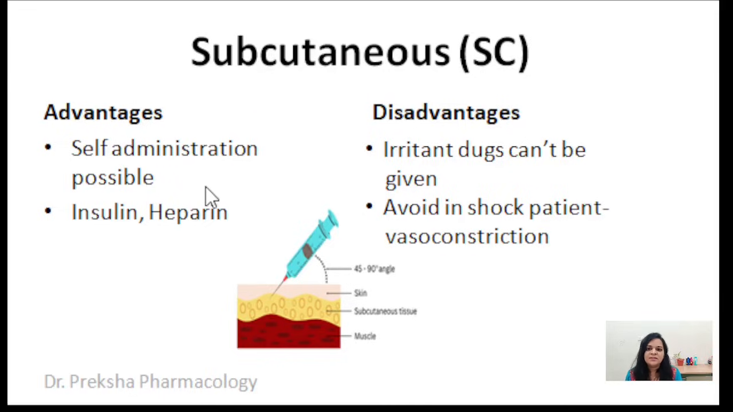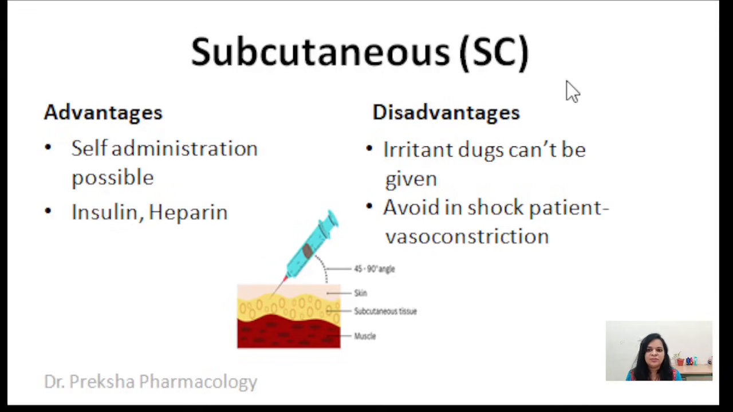Now another is subcutaneous route. So here in the image you can see that this drug is given at an angle of 45 degree, and beneath the skin there is a subcutaneous tissue that you have to give the drug. Advantage of this drug is self-administration is possible. For example, insulin in diabetes, in those patients you can train them to take the drug by self-administration. And another is heparin.